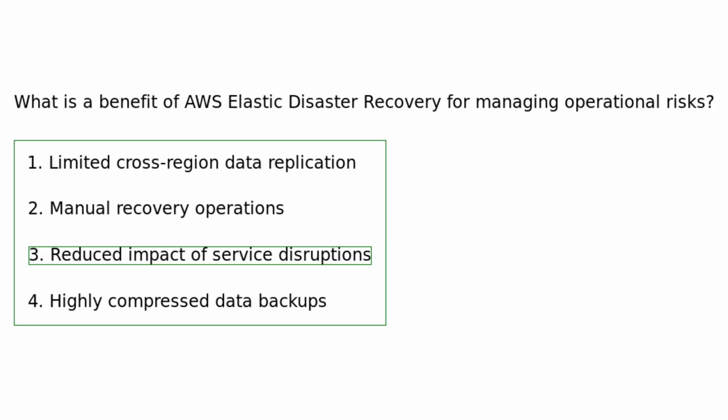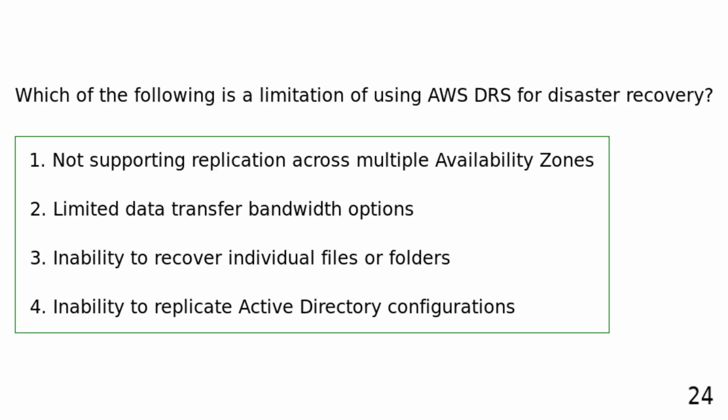AWS Elastic Disaster Recovery reduces the impact of service disruptions by providing automated disaster recovery solutions, mitigating operational risks and ensuring business continuity. Which of the following is a limitation of using AWS DRS for disaster recovery? Not supporting replication across multiple availability zones. Limited data transfer bandwidth options. Inability to recover individual files or folders. Inability to replicate Active Directory configurations.